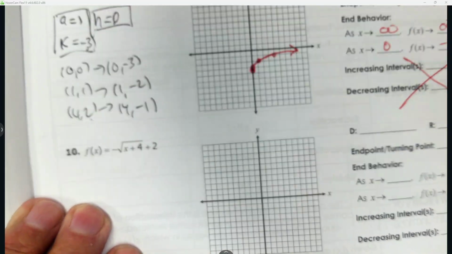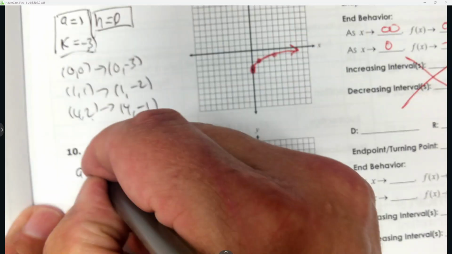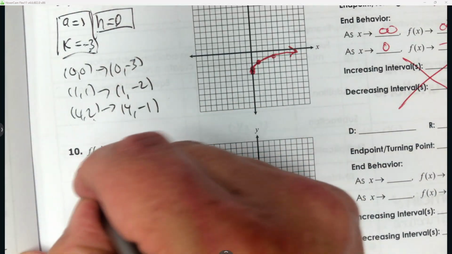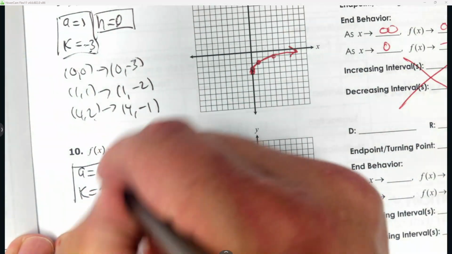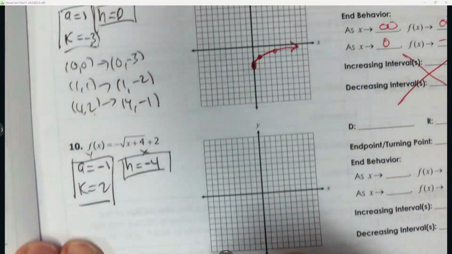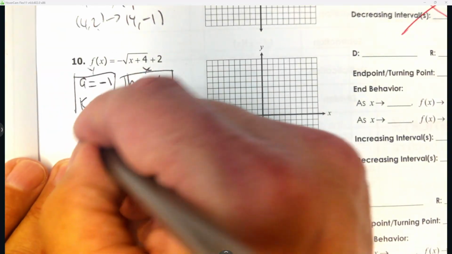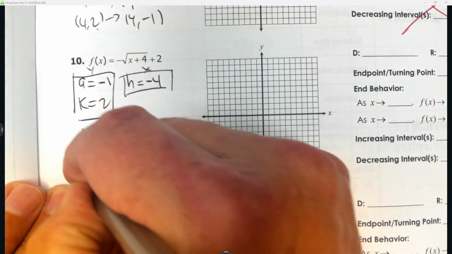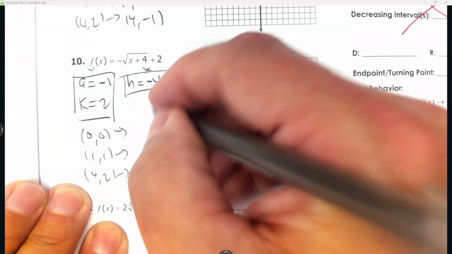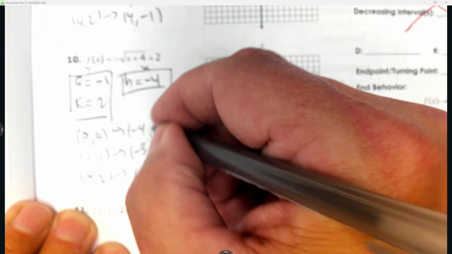So a, when I don't see that number in front, is -1. H is the opposite number, and then k, which is 2. So a and k change the y value, and h changes the x value. Hopefully you did this already. 0, 0, 1, 1, and 4, 2. And we're going to change these points. So we're going to subtract 4 all the way down. And then we're going to multiply by -1 and add 2.